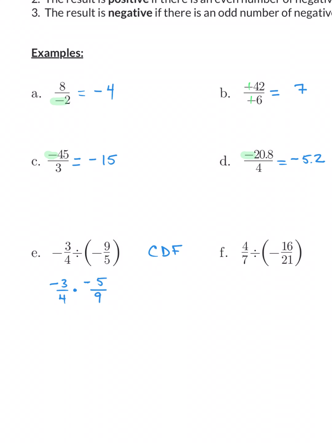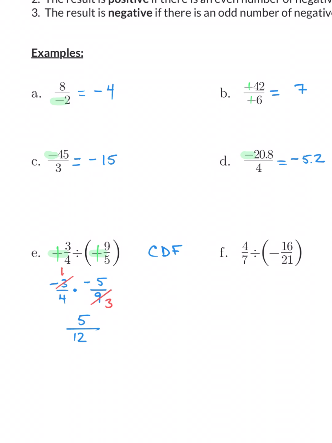From here, we want to go ahead and multiply. So I'm going to cancel my common factors. 3 and 9 are both divisible by 3. We get 3 divided by 3 is 1. 9 divided by 3 is 3. From there, we multiply straight across. I get 1 times 5 is 5. 4 times 3 is 12. And then now we have a total of 2 negatives. They will cancel. Or if you want, we can cross them out. Either way, we should end up with an answer of positive 5/12.